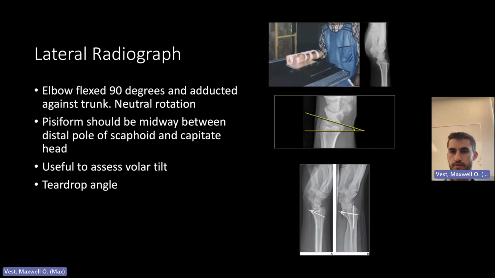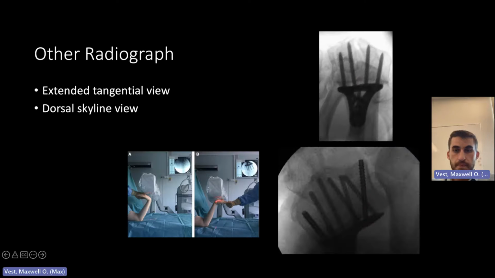And you can also look at the teardrop angle, which is calculated by a line drawn longitudinally with the distal radius, and then another line drawn through the volar rim of the distal radius, and that's normally around 67 degrees in a normal individual. And if you have a volar rim fracture or any distal radius fracture, this will change the teardrop angle and it'll be greater than about 67 degrees.